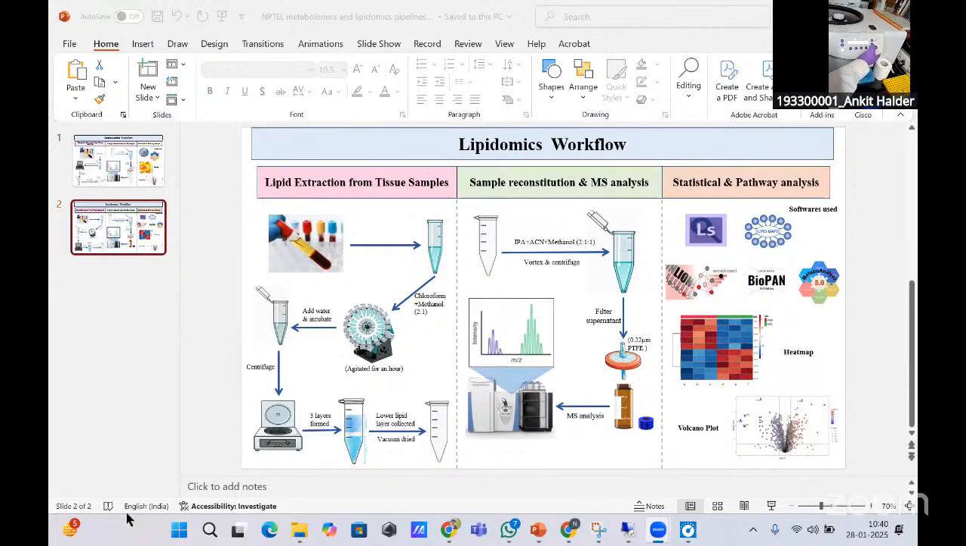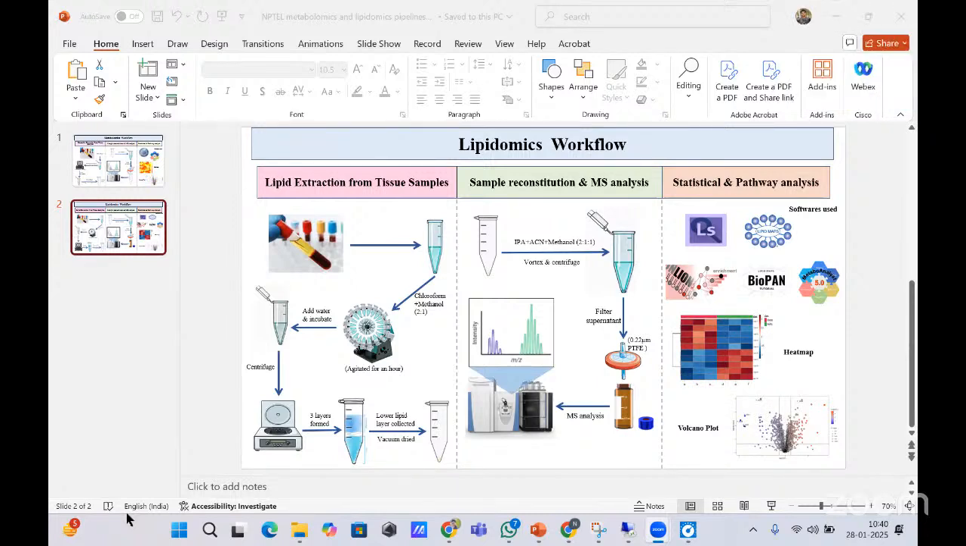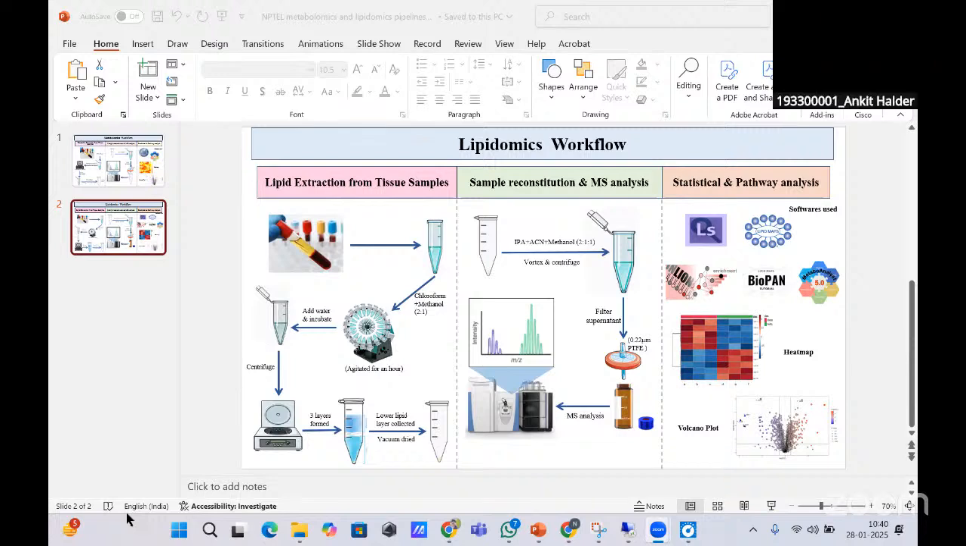So after getting the serum, for metabolomics, we need this 100% methanol, and these are the serums. So you can see the yellowish part. This is the serum, from where we are going to separate the metabolites and the lipids.